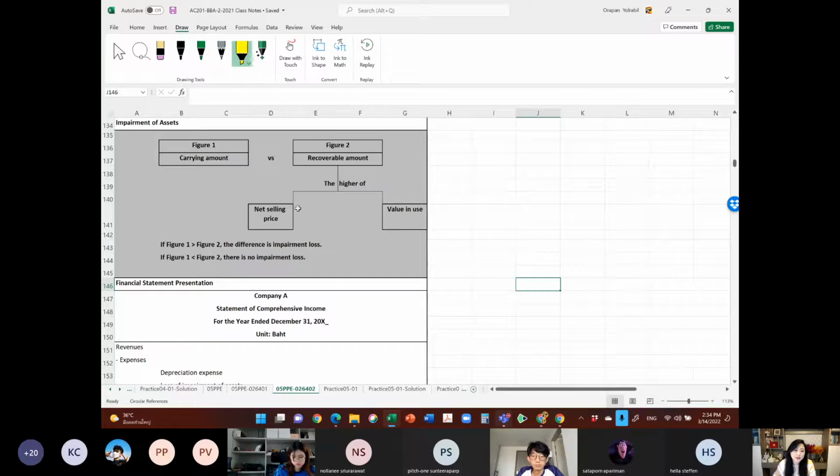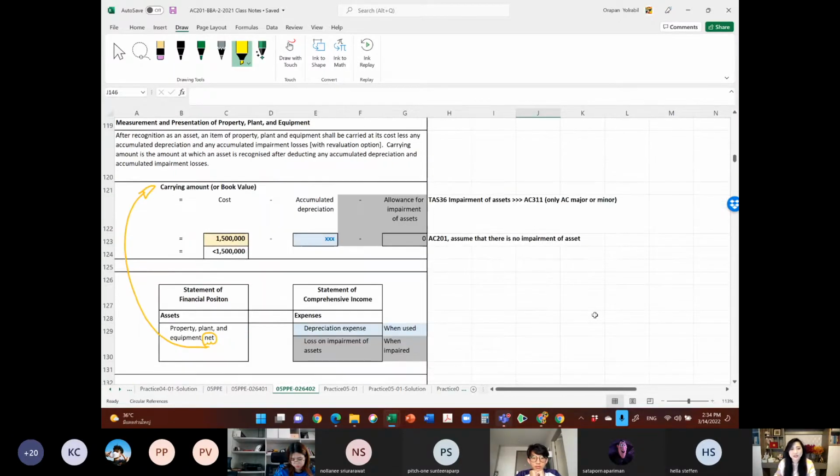But the difficult part is how to get this net selling price and how to get this value in use. And another difficult part is, what if you impair the asset in this period and then later on in the next period, the indicator disappears? Would you be able to reverse the impairment loss on the asset and how to reverse that loss? There will be a lot of details that would be discussed in this accounting standard. This is one of the accounting standards that is very, very complicated. That's why this wouldn't be covered in the higher level accounting courses. So it's not going to be covered by this AC201.